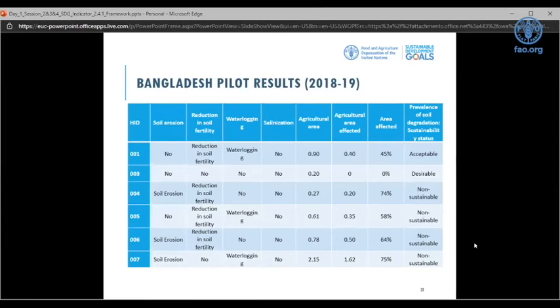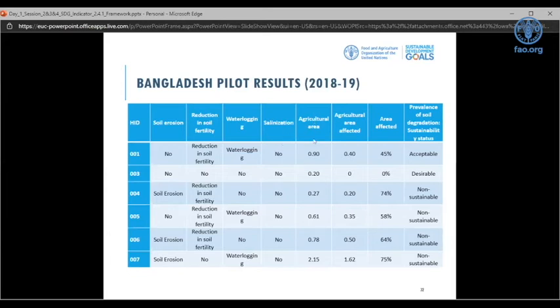Here are the results of the Bangladesh pilot tests. As you can see, for holding number one, we asked them a straightforward question as to how did you experience these four threats on your farm? And the farmer said either yes or no. So soil erosion, no. Reduction in soil fertility, yes. Water logging, yes. Salinization, no. This holding didn't react to the fourth option, which is other, specify. So if the holding is experiencing any other problem on its soil, apart from these four listed here, then the country may want to replace one of these with the one which is prevalent or relevant for their country.